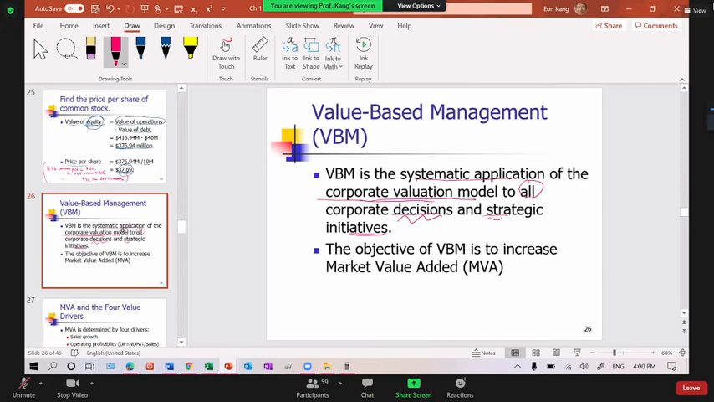So the objective of value-based management is to increase market value added. That's the goal. So if you increase market value added, that means what? Fin 3 or 4, the goal of financial managers. That is what? Maximizing stock price. Market value added will increase if your stock price goes up. If your stock price goes up, then what? The value for investors, stockholders' wealth maximized, market value added maximized, and so on. So now how to strategically manage using valuation model.